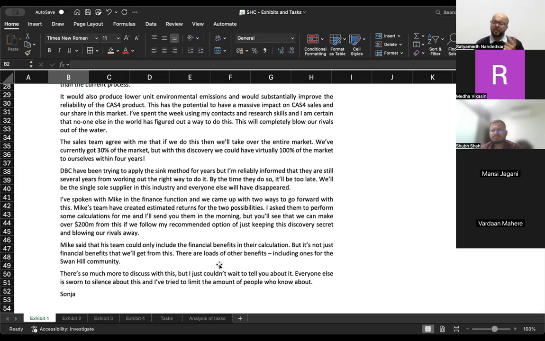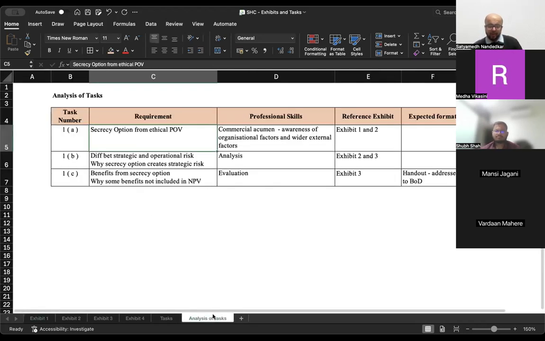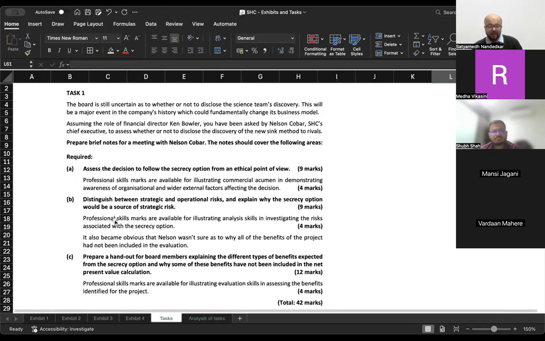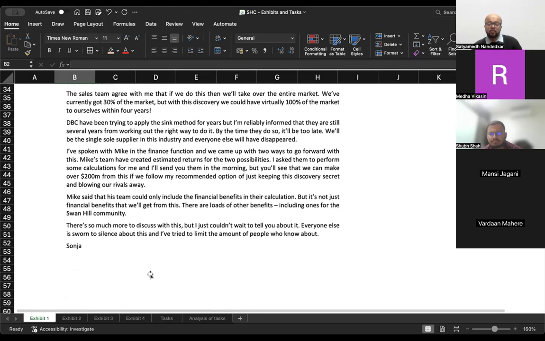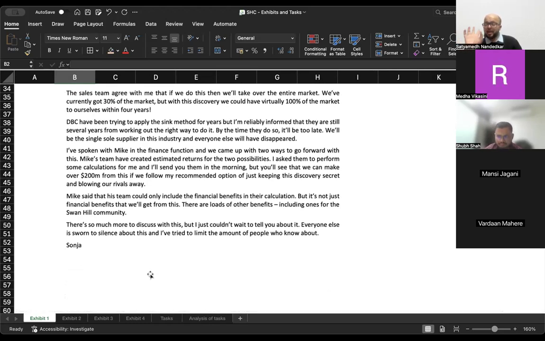Tell me something. The question requirement is secrecy from an ethical standpoint. What is the task? Assess the decision to follow secrecy. Here, the only point that is mentioned is that you need to keep it a secret. Is anything else given here? No. So technically, Exhibit 1 so far has not been able to answer task 1A. Okay? Medha, can you read the last two paragraphs?